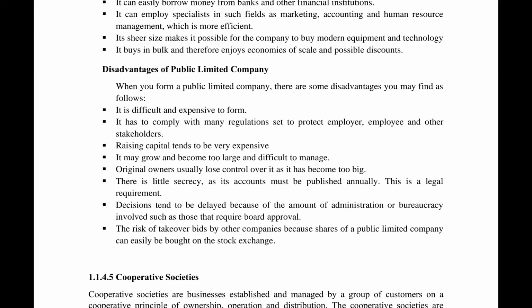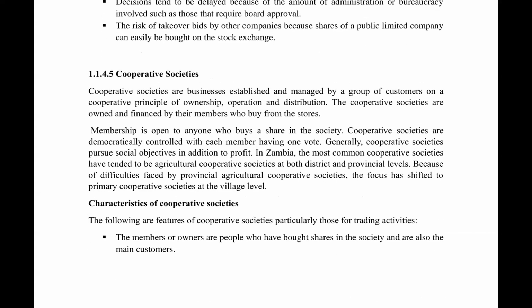The decision-making process tends to be delayed because there is a lot of bureaucracy. You have to consult so many people. There are a lot of boards and many people to be consulted for you to make decisions. That's about the public limited companies.